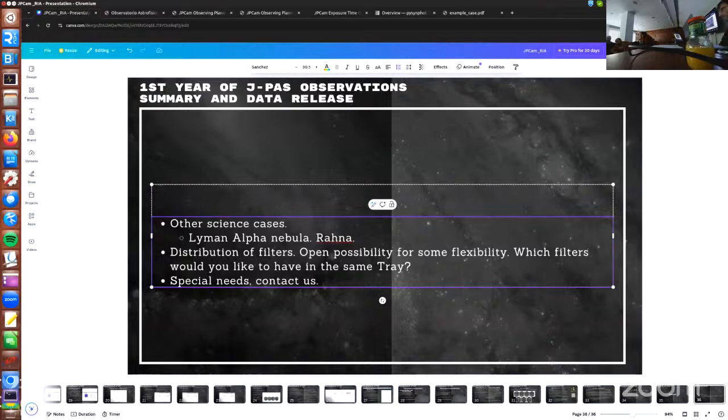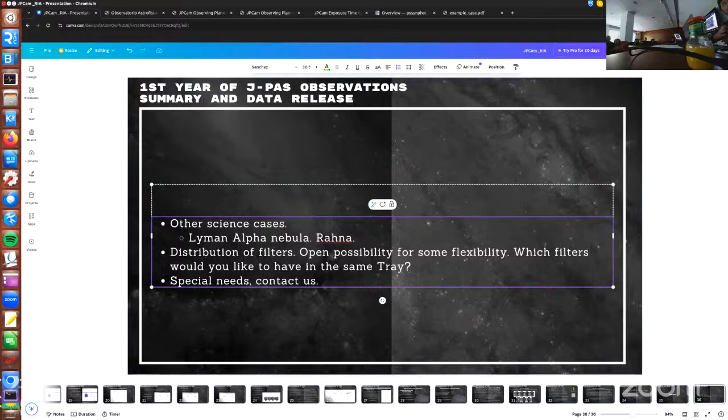Maybe another science case. In my opinion, we lack a nearby galaxies proposal or idea. That's an interesting one. Well, yeah, that's right. More nearby galaxies. But this is almost Milky Way. I don't know. Anyway, I encourage the people to think about those cases.